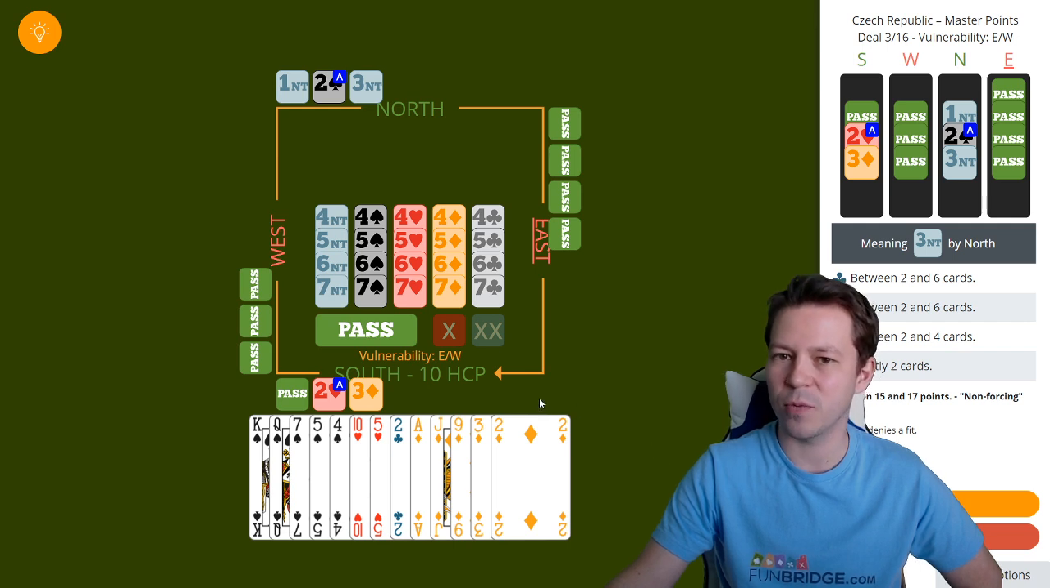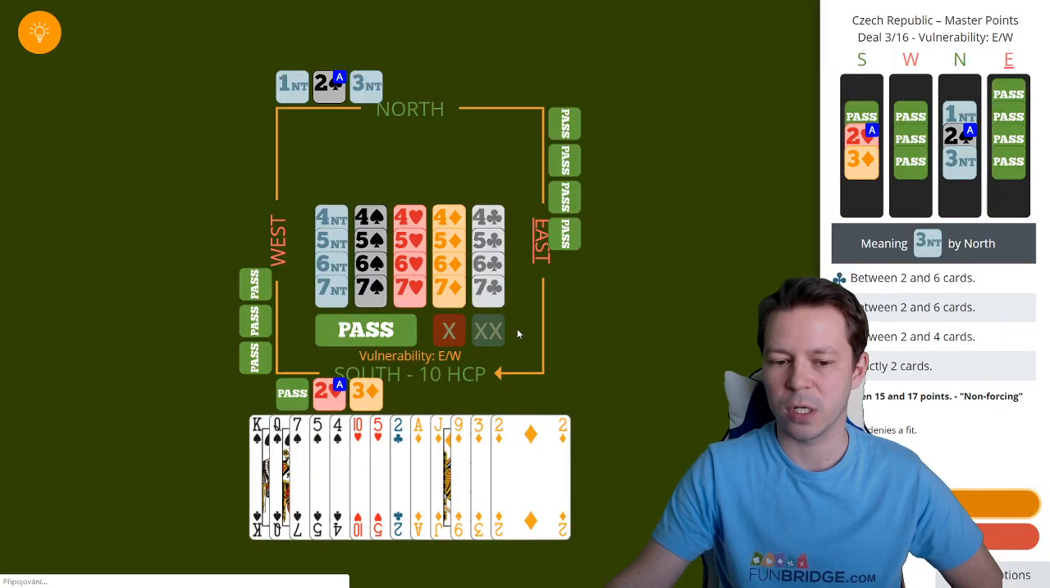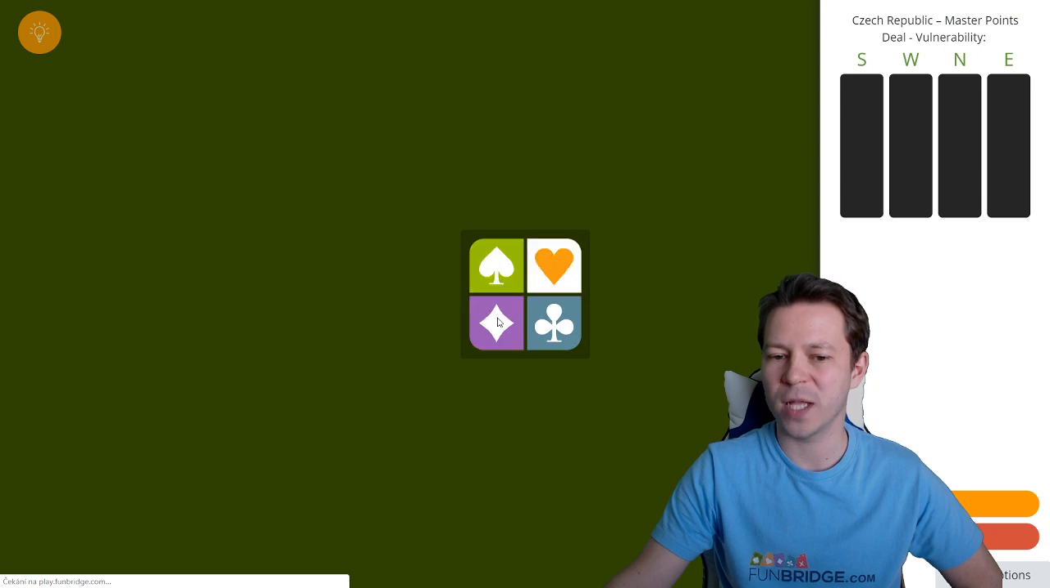Before I play the board, I might try the other approach. So opening one spade here.